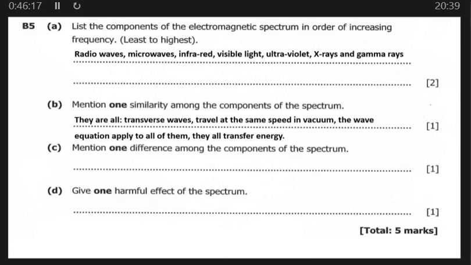All right. Then C says, mention one difference among the components of the spectrum. So the difference is that they have different frequency and also wavelength. Or they differ in frequency and the wavelength. So you could just say they differ in frequency and end there, or you could say they differ in wavelength. That's all. I gave two so that you know them.